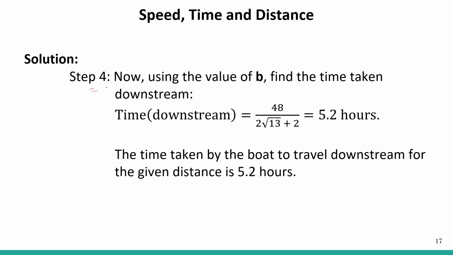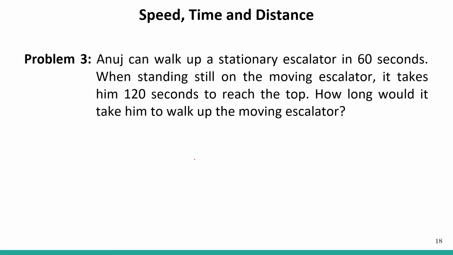So let's see step 4. So now using the value of B, find the time taken downstream. So time of downstream is equal to what? 48 by 2 root 13 plus 2 is equal to 5.2 hours. So the time taken by the boat to travel downstream for the given distance is 5.2 hours. Okay, so this is the amount of time it will take for the boat to travel downstream, okay, for the given distance. So let's see problem number 3.